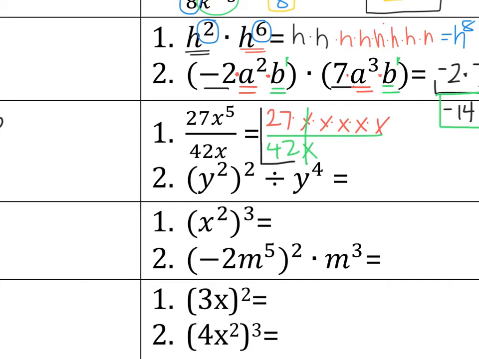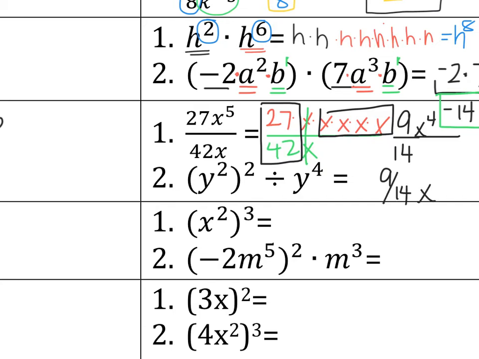We can simplify 27 over 42 by dividing by 3. And we get 9 over 14. And how many x's are we left with? We're left with 4 x's, so it would be x to the 4th. And that's our final answer. We could also write it as 9 over 14, x to the 4th. That would be fine too.